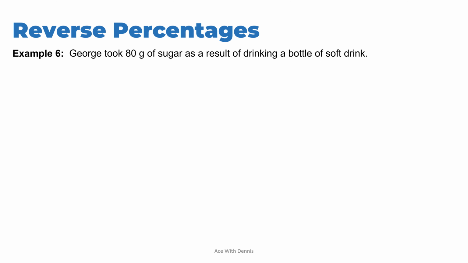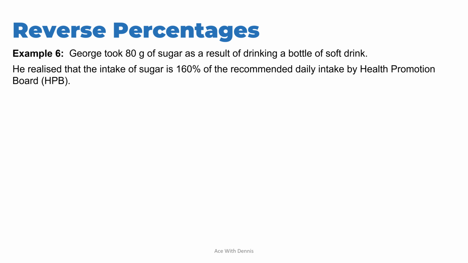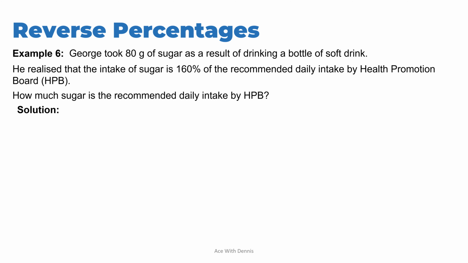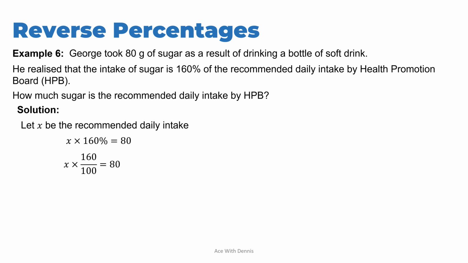Josh took 80 grams of sugar as a result of drinking a bottle of soft drink. He realized that the intake of sugar is 160% of the recommended daily intake by Health Promotion Board, HPB. How much sugar is the recommended daily intake by HPB? Here's a solution. Let x be the recommended daily intake. So x times 160% equals 80. So 160% is 160 over 100. x will be 80 times 100 over 160.